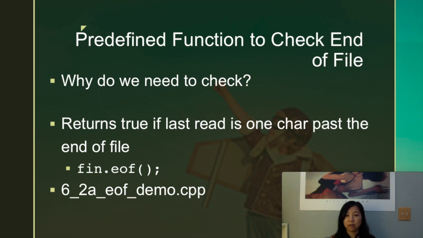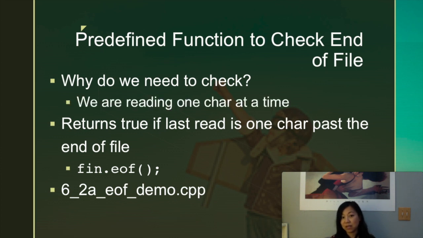To read files this way, it's not as easy as in the last video, where we could say, hey, this is a double, so we read all the doubles and then we end. To read a character at a time, why do we want to check for the end? I'm basically giving you the answer. Because we are reading one character at a time, you need to know when you reach the end of file.